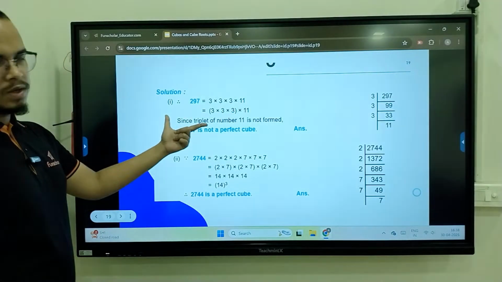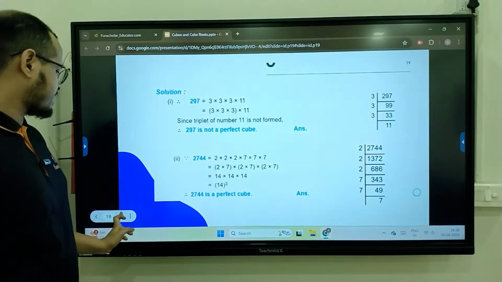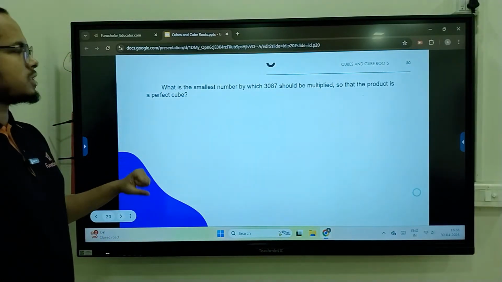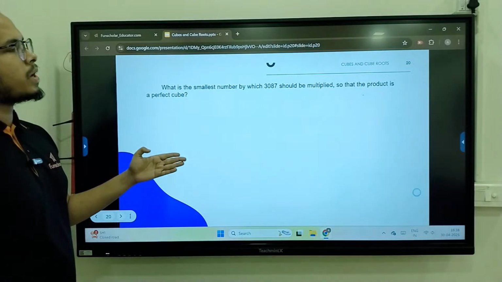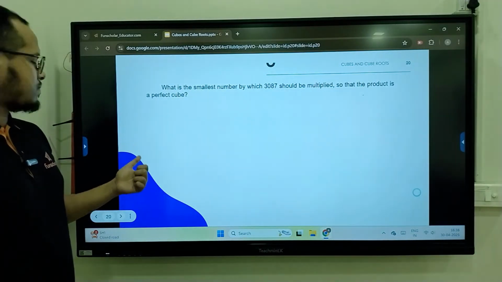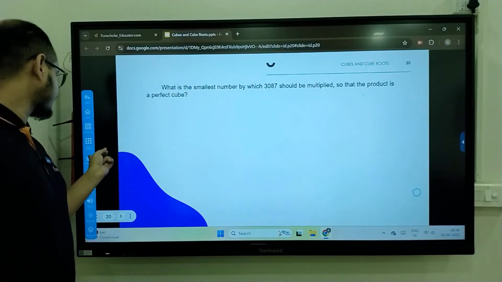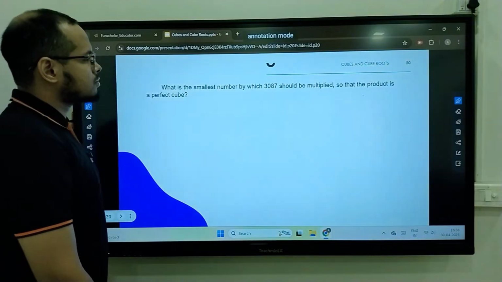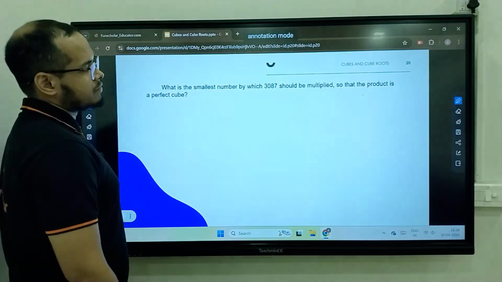Okay, so not a perfect cube, a perfect cube. Now let's go to the next portion. What is the smallest number by which 3087 should be multiplied so that the product is a perfect cube? Okay, let's do this. Smallest number by which 3087 should be multiplied.